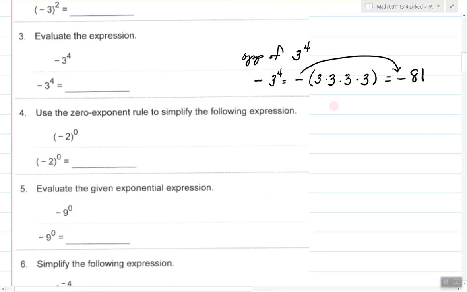Number 4, use the 0 exponent rule. The base is negative 2 raised to the 0 power, which gives me 1. Number 5 says what's negative 9 to the 0 power. Because it does not have parentheses, the negative is not part of the base. It simply means the opposite of 9 to the 0 power, which is 1. So that value is negative 1.